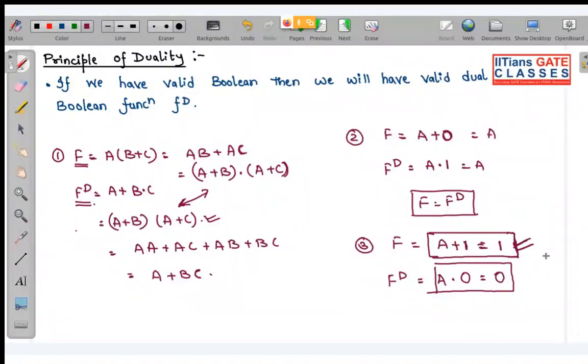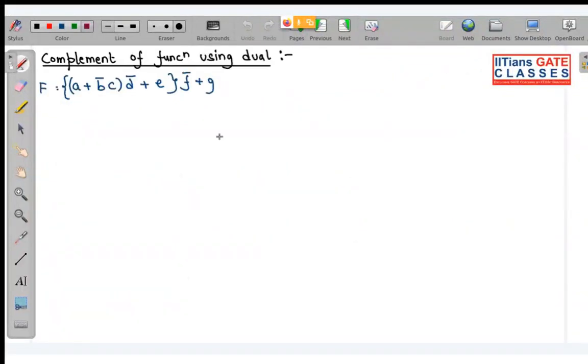Now is it clear? Tell me. If you have any doubts, please tell me. Any doubts, anyone? Quickly tell me if you have any doubt. Piyush, you can unmute yourself and type.